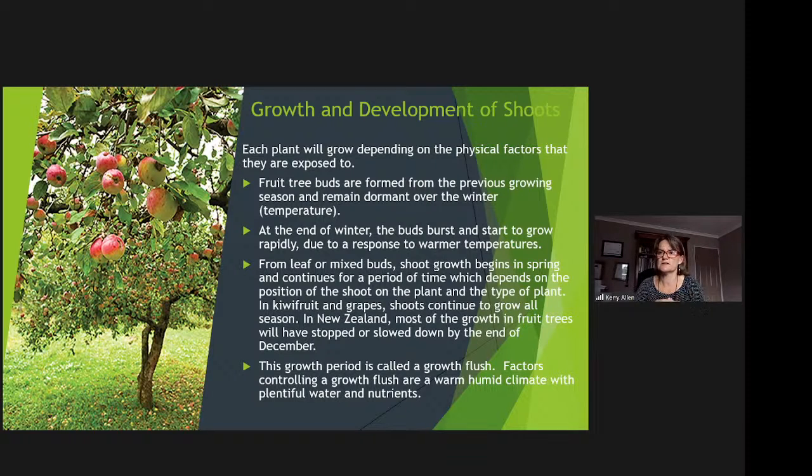So usually these are on deciduous plants, particularly because they're dormant through the winter, so they've lost their leaves, and the buds are just sitting there waiting for warmer temperatures and increased light. Once they get that, we call it a bud burst because they literally burst open in response to those warmer conditions, and then the plant will start to grow. We call this a growth flush when it's growing rapidly, and they generally require warm, humid climate with plentiful water and nutrients.